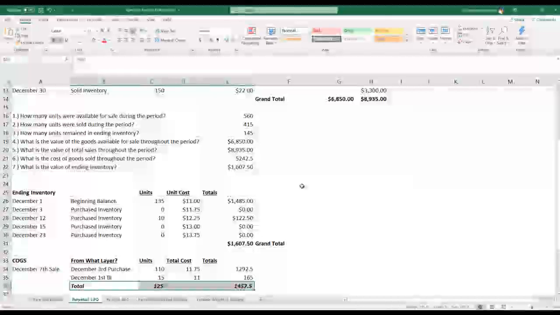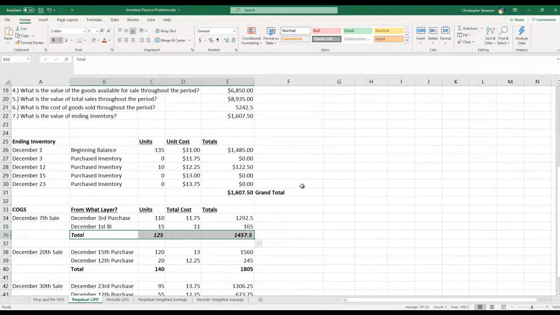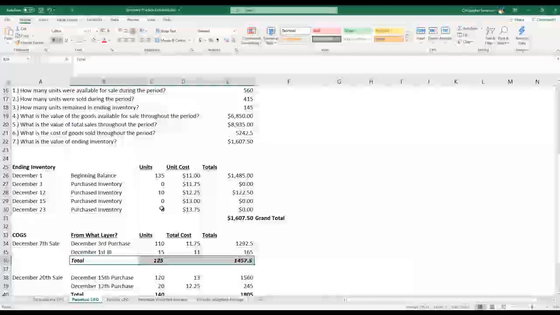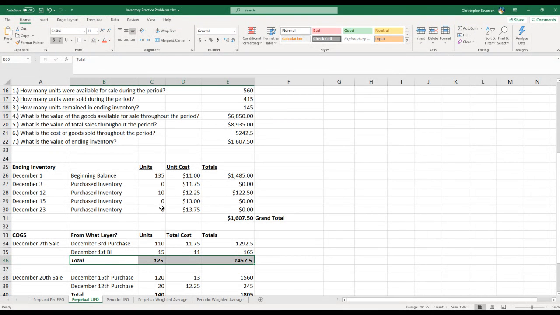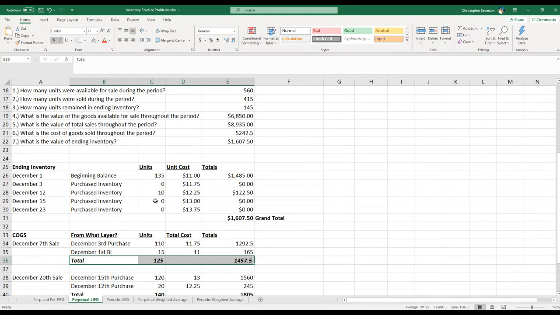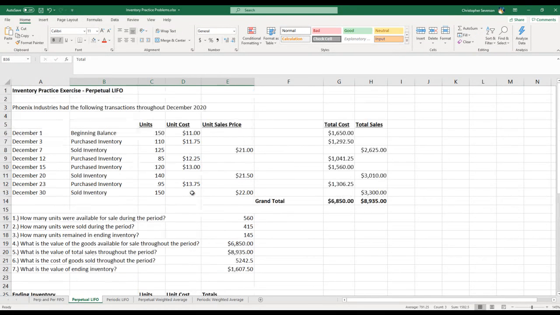Perpetual LIFO is the trickiest one. When I say tricky, it's the most unusual because of the fact that it leaves layers partially used up. It skips between layers. That's only going to happen in perpetual LIFO. Periodic LIFO, you're going to start from the bottom at the very end and work your way up. So you're not going to have a zero here and then a number, then some more zeros. That's only going to happen in perpetual LIFO.